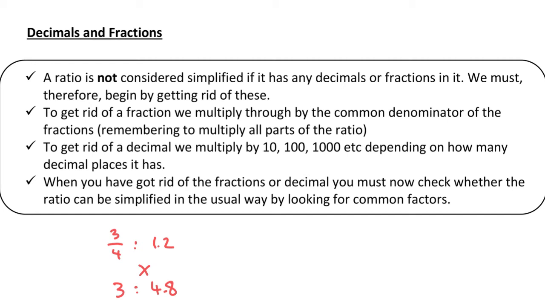To get rid of a decimal, we multiply by 10, 100, 1,000, etc., depending on how many decimal places there are. So in the example we've got 1 decimal place. We'll multiply both by 10, and we'll get 30 to 48.